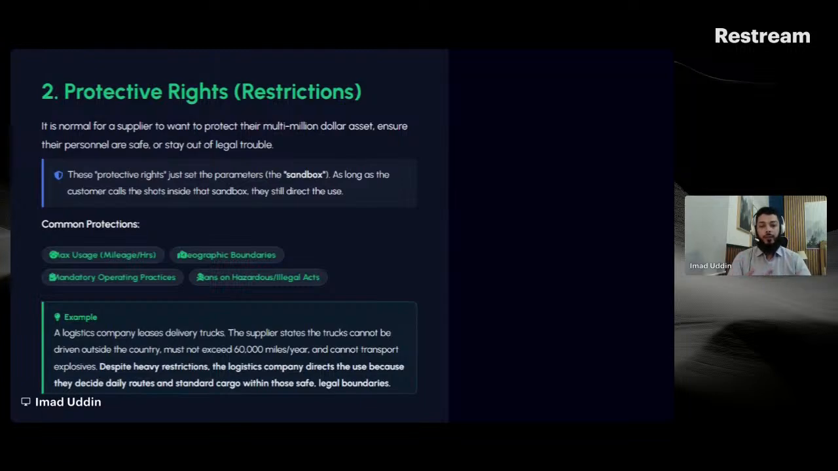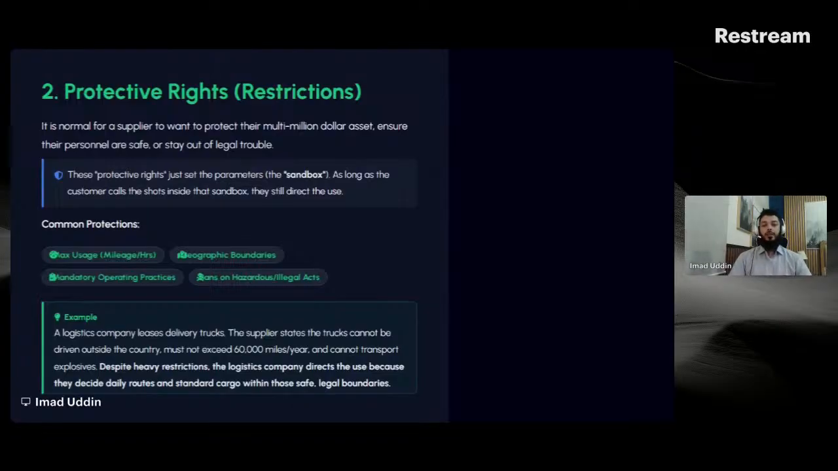There could be demographic boundaries that we talked about. There could be operating policy boundaries, and there could be illegal uses or hazardous uses which I'm restricted from using it for. Let's simply look at this example, which is clarified completely. A logistics company leases delivery trucks, so there could be some protective restrictions on how those delivery trucks can be used.